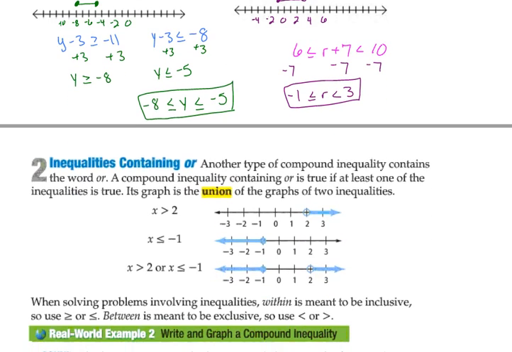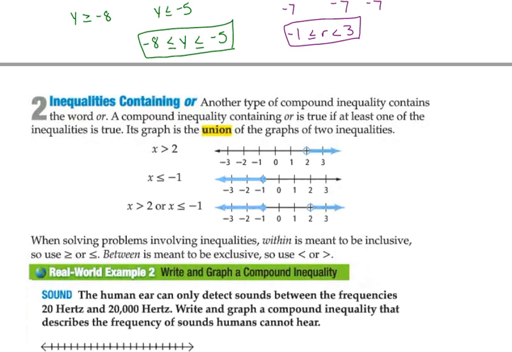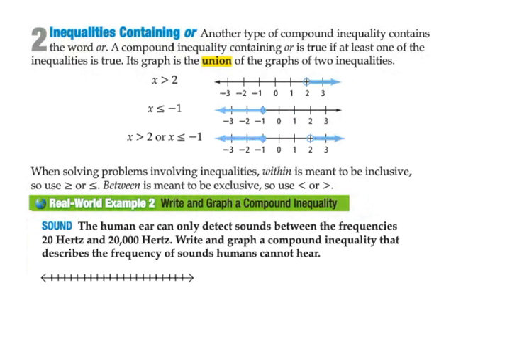Okay, looking at this one now, we're looking at containing that or, which was the second part of our introduction. It says another type of compound inequality contains the word or. Compound inequality containing or is true if at least one of the inequalities is true. Its graph is the union of the graphs of the two inequalities. So notice that this is greater than 2. This is less than or equal to -1. So an or statement, our arrows are pointing opposite directions.